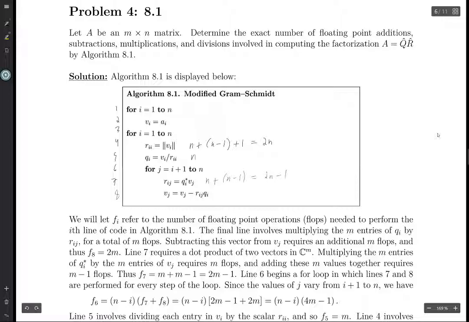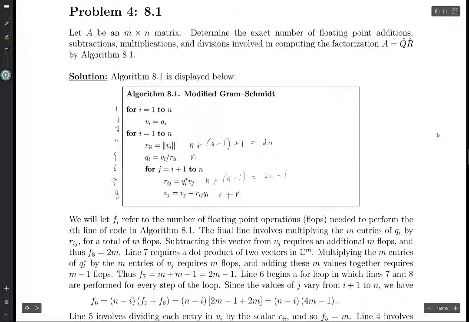And then finally, here we set Vj. Let's think about this. First we have to multiply Rij by Qi. Qi has n entries, so we have to multiply Rij by each of those n entries, so that will be n of them. And then for each entry of Vj, we need to subtract the corresponding entry of Rij Qi. So I guess this would be plus another n.